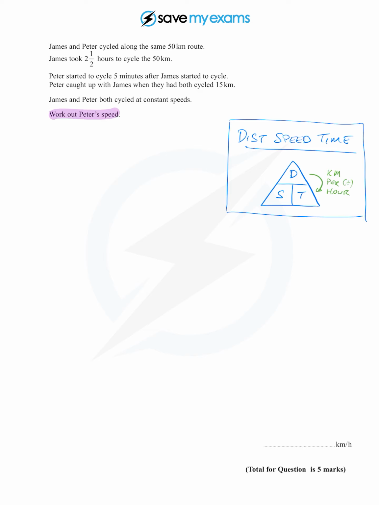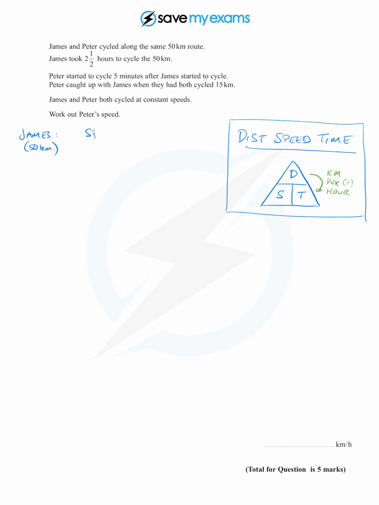Right, to work out Peter's speed, we're going to need the distance. Well, we know that. It's 15 kilometres. And the time he took. Well, we need to work that out via James's information. So let's work out James's speed first of all. So James, and to do that we're going to use the information about 50 kilometres.